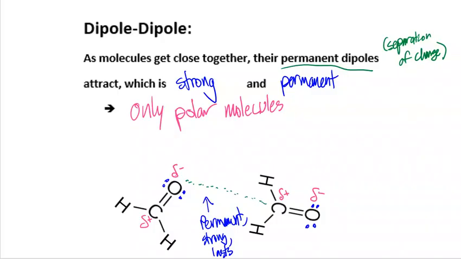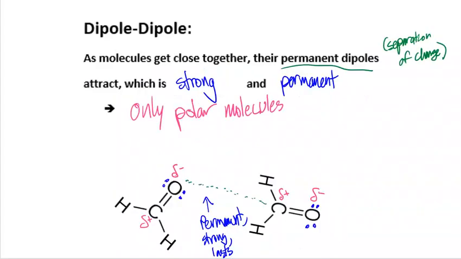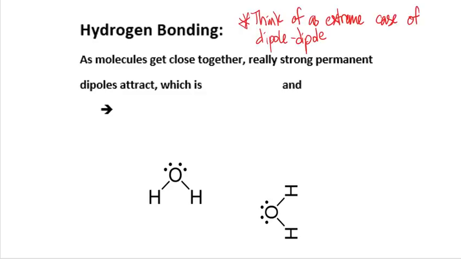Okay, so we can tell if something has dipole-dipole forces if we're looking at two molecules that are polar. And then just as review, we can tell if something has London dispersion forces by seeing, okay, is it a molecule? Is it a thing? Does it have electrons? And if the answer to that is yes, then yes, it has London dispersion forces. So what about hydrogen bonding? Well, hydrogen bonding is actually just a really special and specific type of dipole-dipole forces. So you can think of it as an extreme case of dipole-dipole forces.